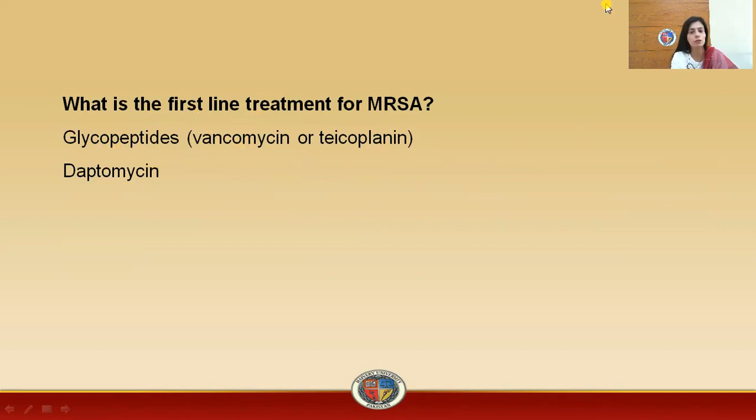In the next lecture, we will discuss what an antibiogram is and what the other factors are which will affect the selection of antimicrobial agents.